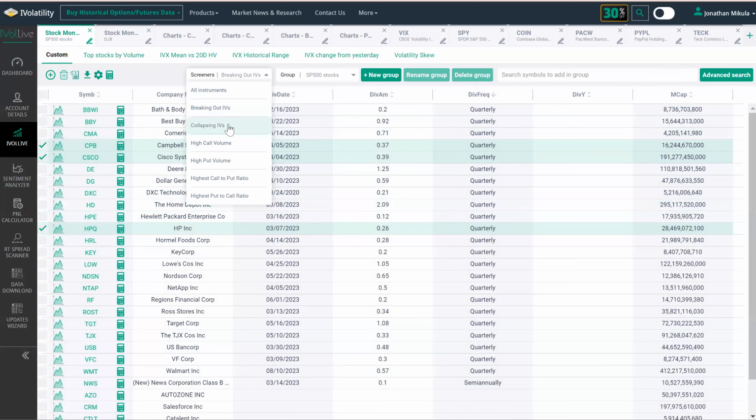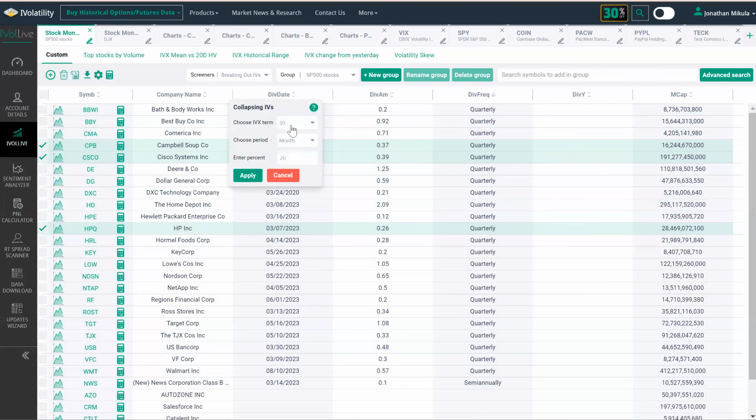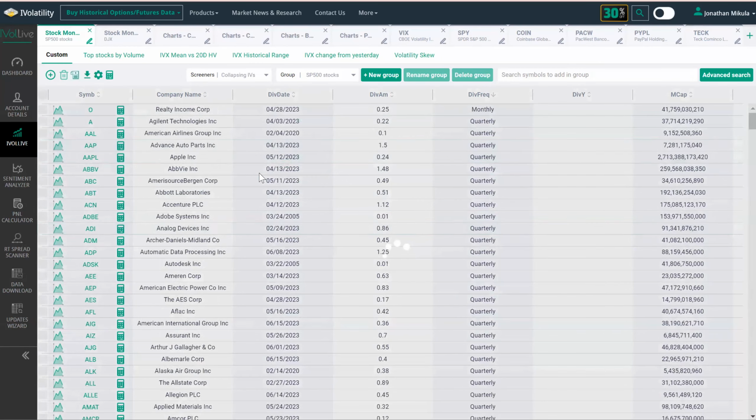And then on the other hand, when I'm looking to go long, I look for collapsing IVs. So I want to know where is implied volatility going lower so I can buy options very cheap. So let's see, just for the fun of it, if we have any names within the S&P dropping by 30% with implied volatility. Oh, here we go. Realty Income, which we had already added. American Airlines, Apple, which we had already added. I bought Laboratories, which is one I've traded in the past.